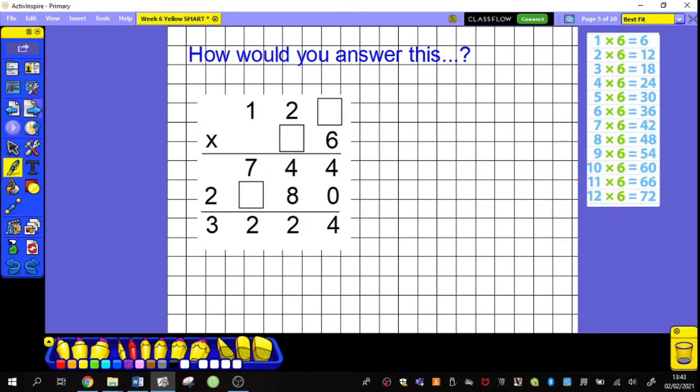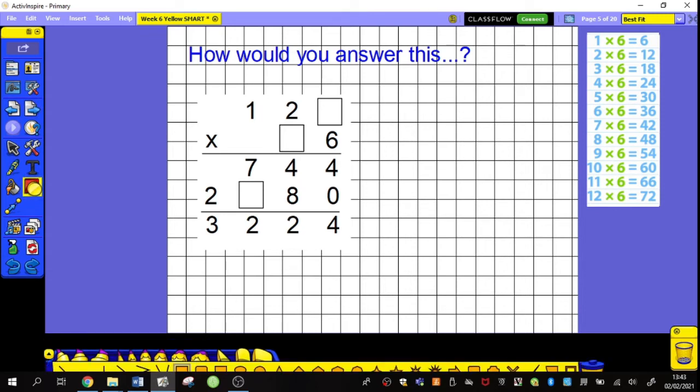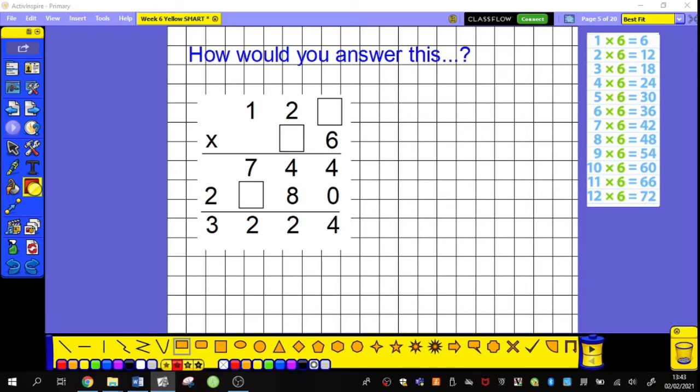Okay, task 3, how would you answer this? Here I have a written calculation for multiplication and I have some missing digits, missing values. So my job is to fill in those missing values. I've got 3 digits that are missing. Now I noticed that I can solve one of these digits without any multiplication knowledge at all. Because if I were to cover up that multiplication part, then all I have there is a simple addition calculation.